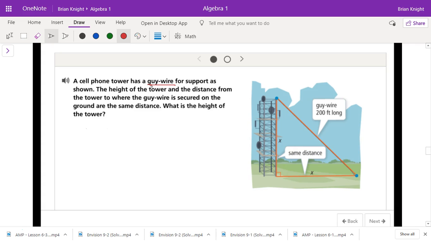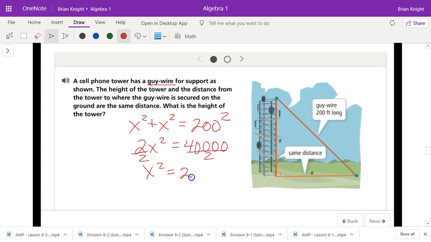What we used earlier in our homework, what can we use here? x squared plus x squared equals 200 squared. Don't forget your squared. What is x squared plus x squared? 2x squared equals, that would be 40,000. Yes. And then we're going to divide that by 2. So x squared equals 20,000.